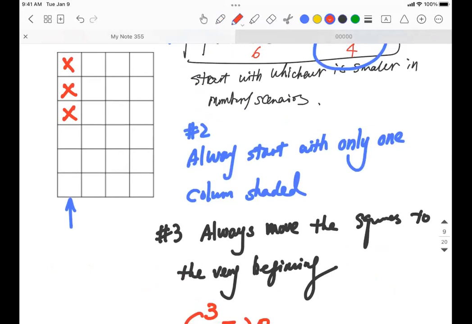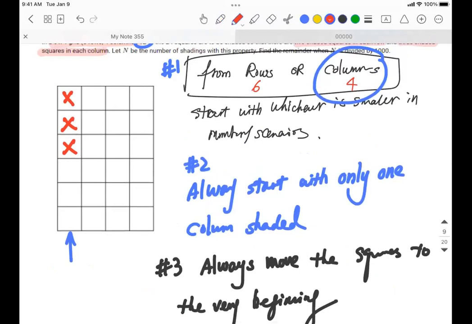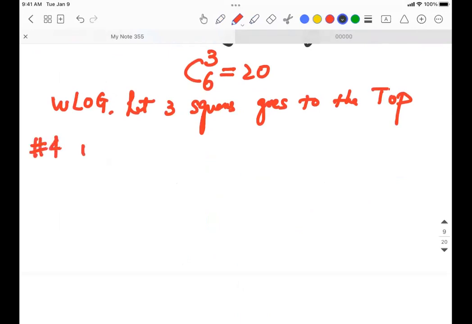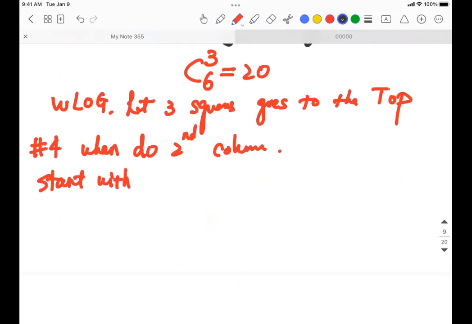Okay? So now your first column has been fixed. Let's go to the second column. Well, if you go for the second column, again, you're facing the same problem, right? You can put the second column wherever you like to put, right? These can be randomly put. So this is our rule number 4. When doing the second column, always start with the same pattern as the first.